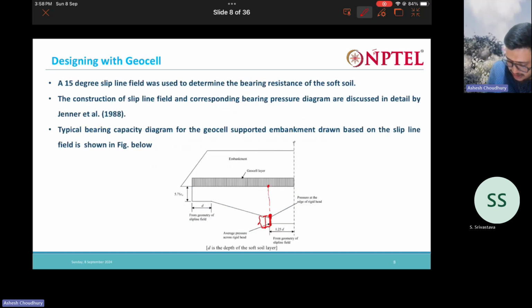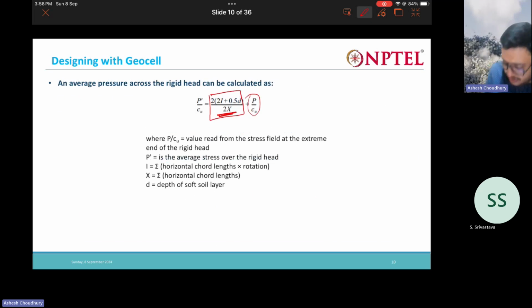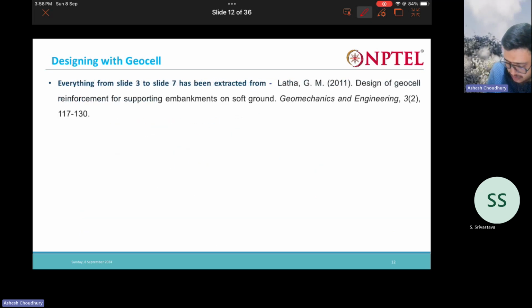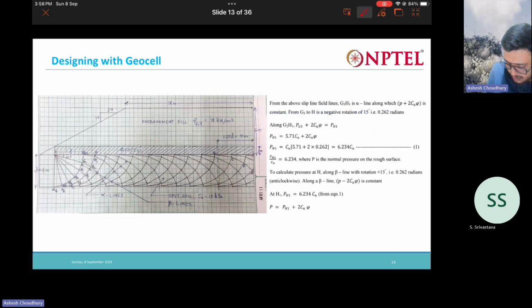Till a distance d, it is 5.71 Cu. So here we know it is 5.71 Cu. Now the next step is to go along this line to find out the pressure at point H1. Along this G3H1 alpha line we go in order to find out the value at the H1 point.